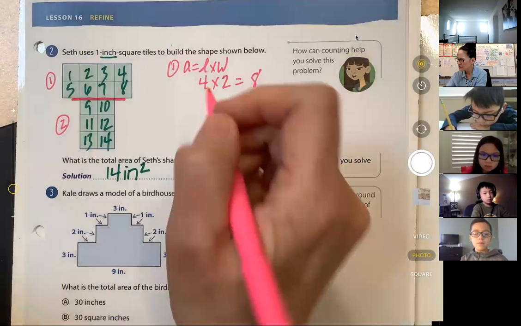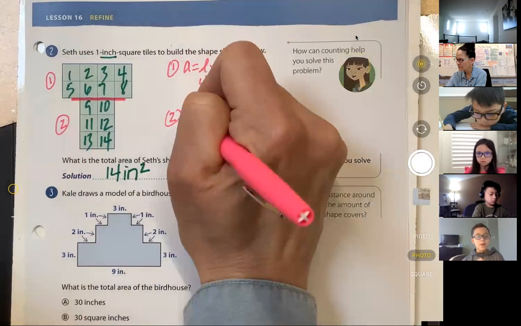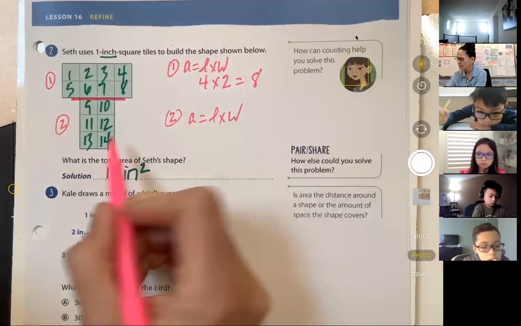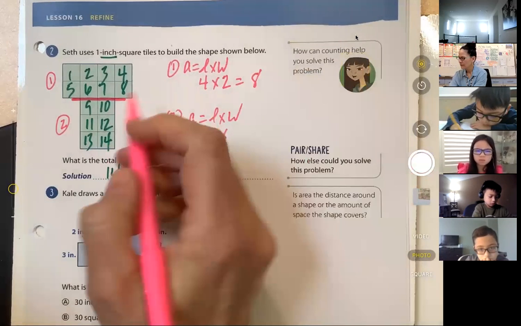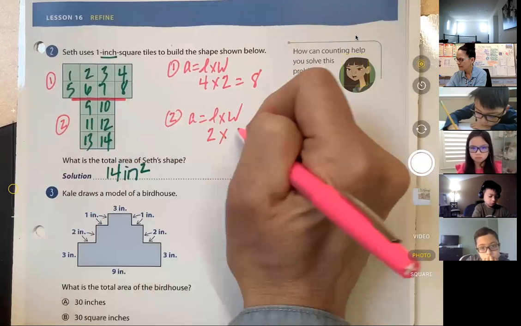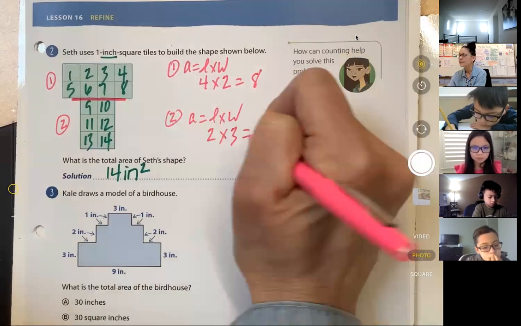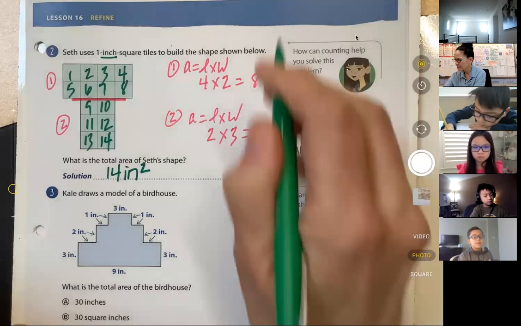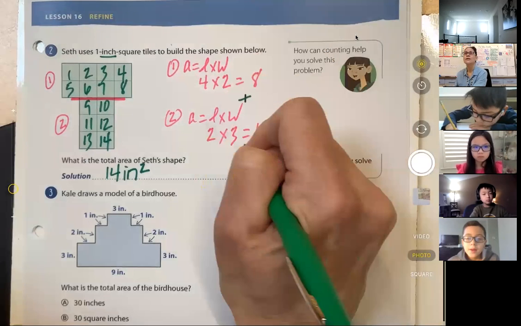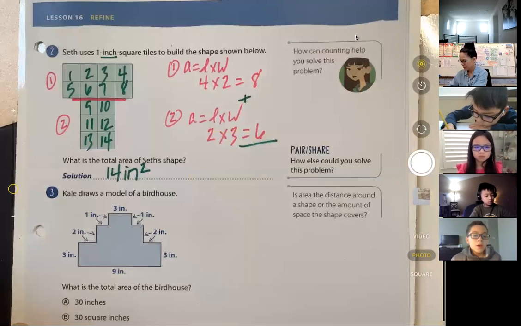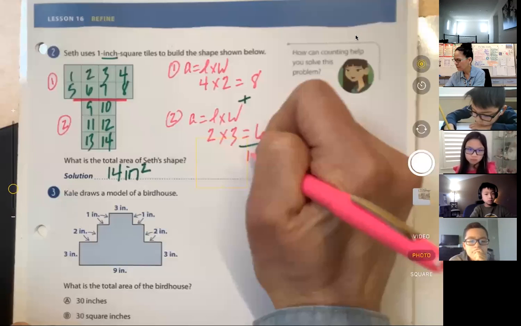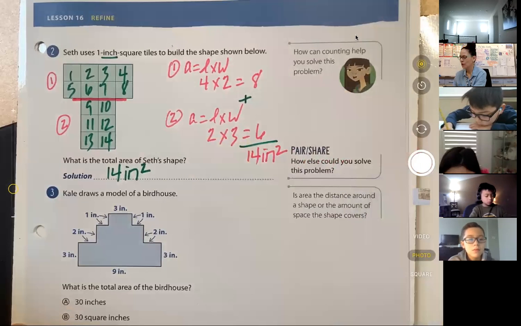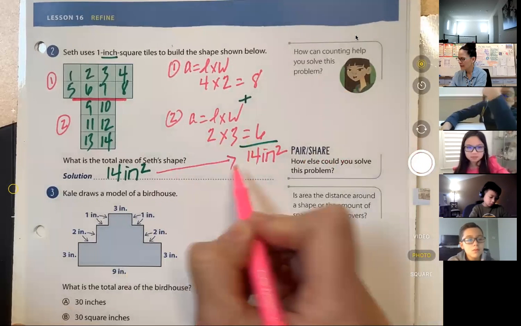In this second section, I am showing a length of 2 and a width of 3. And of course, that equals 6. I need to add those two areas together to get a total of 14 inches squared. Notice how they match.